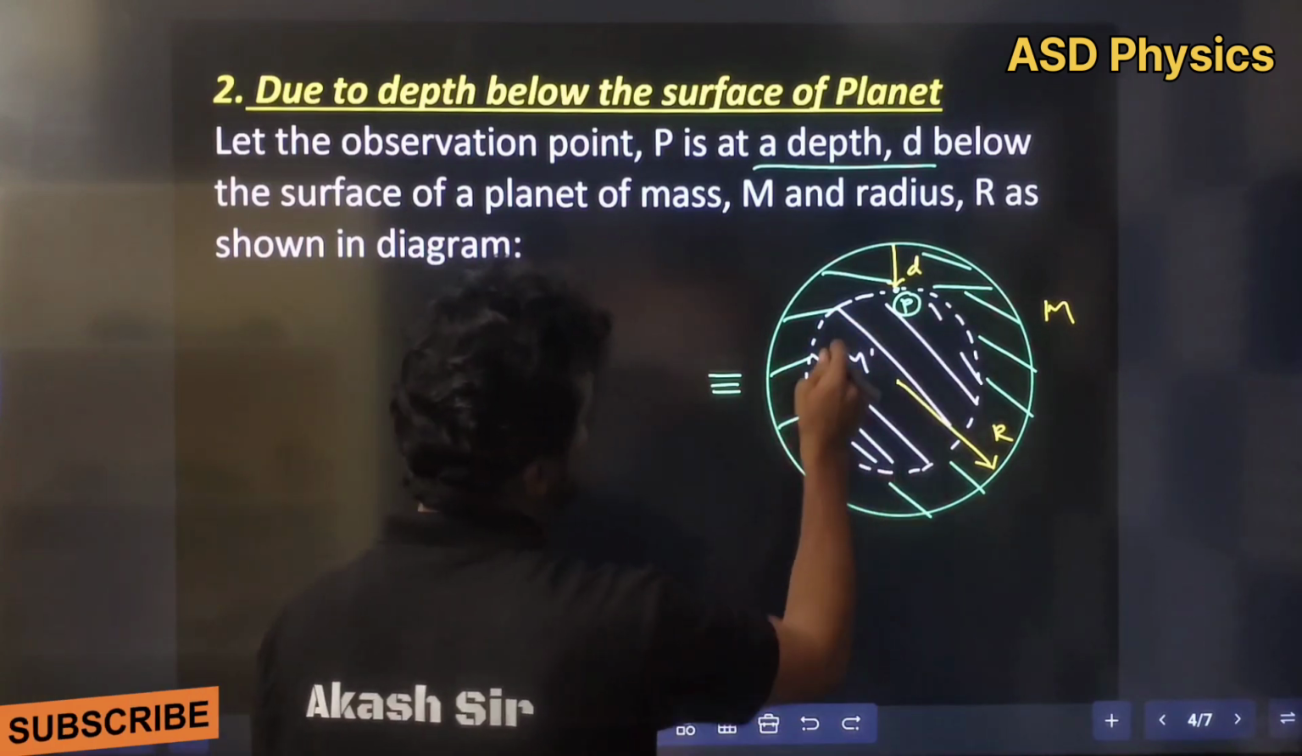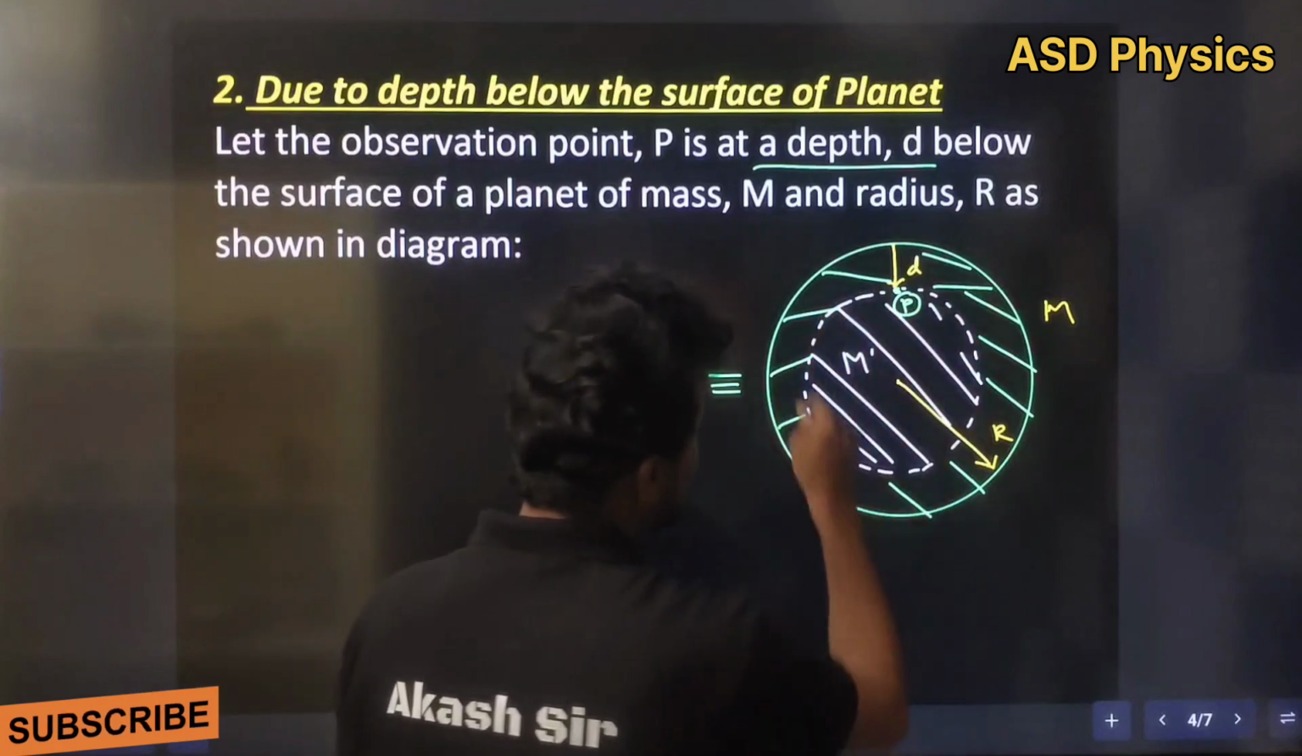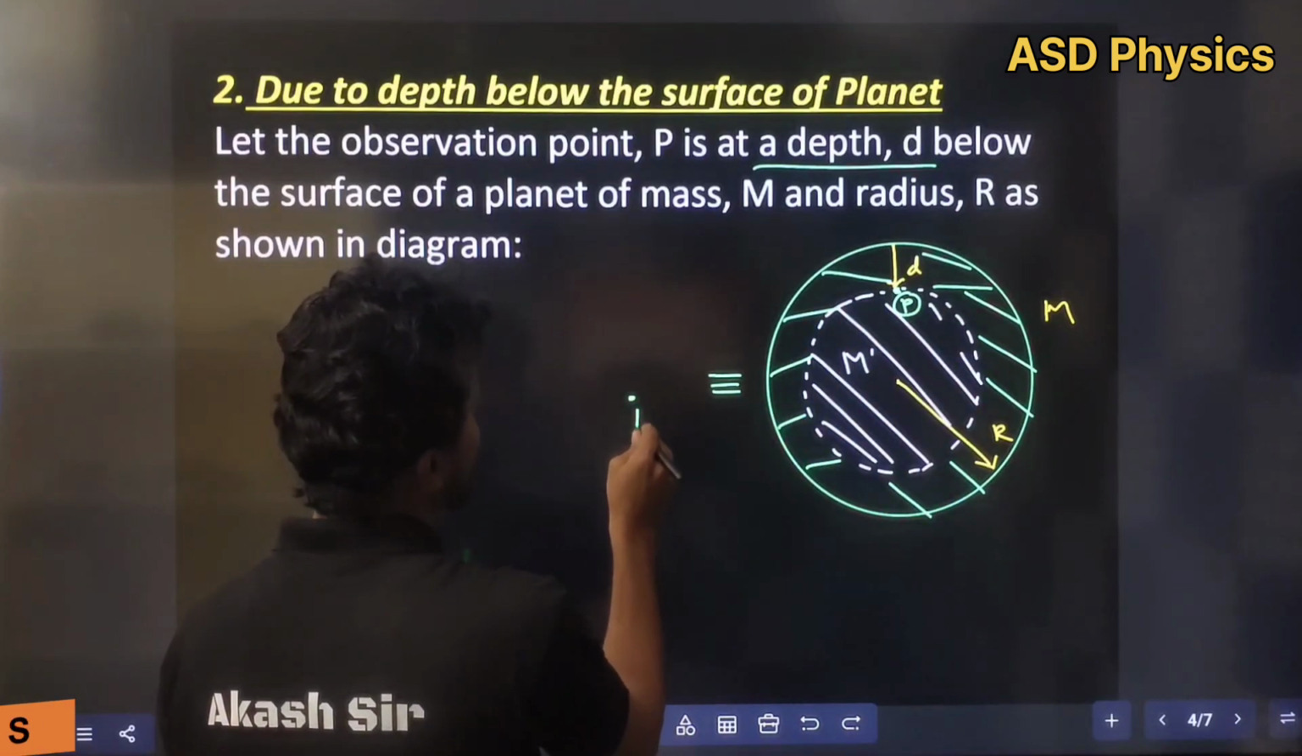Okay. So again I am telling that here, as the observation point is where? At the surface. That means total mass can be concentrated where? At the center here. How much mass?